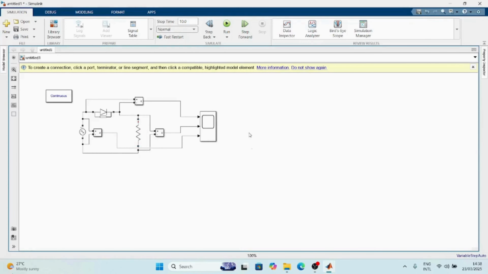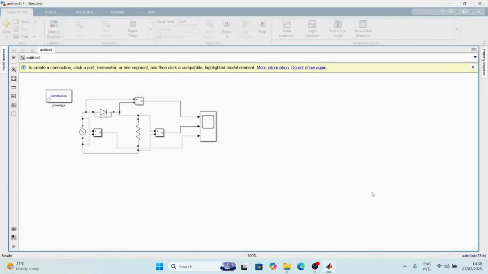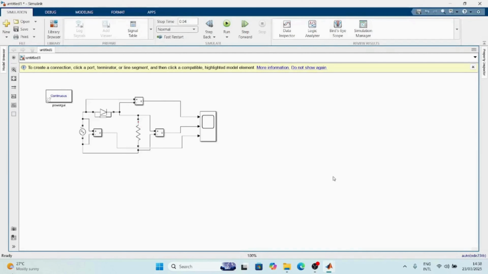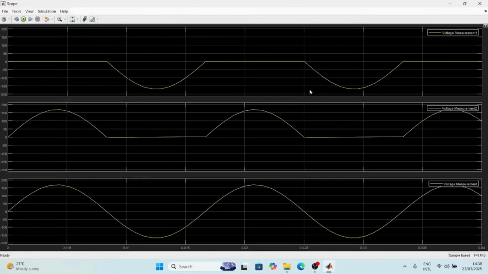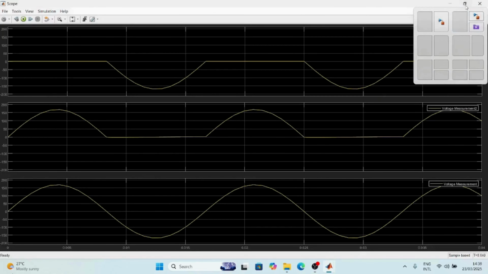Now, we are going to change the time step to 0.04 and run the system. Finally, we're going to watch the signal generated in the scope. As you can see, the input voltage is a continuous sine signal, and the signal in the diode is the negative half cycle of the input signal. The signal in the load is the positive half cycle of the uncontrolled rectifier. You can change the parameters anytime according to your preference.